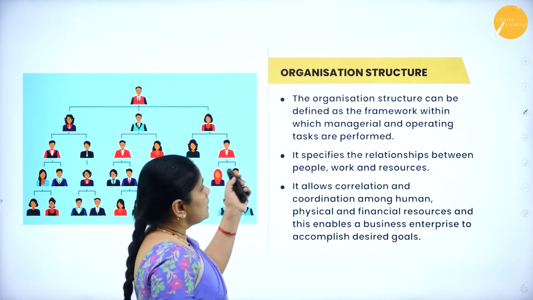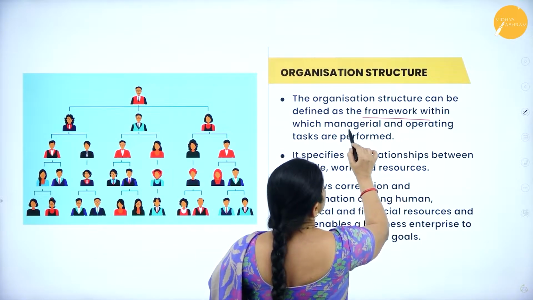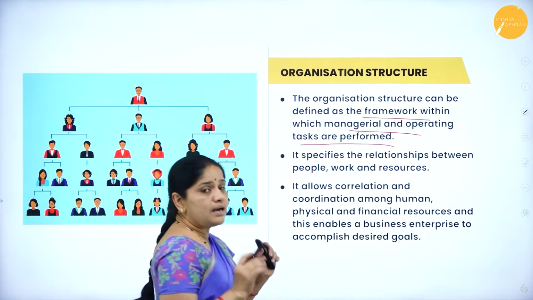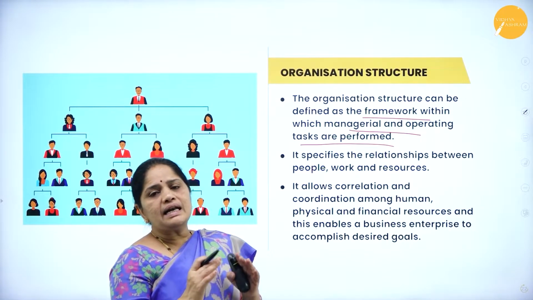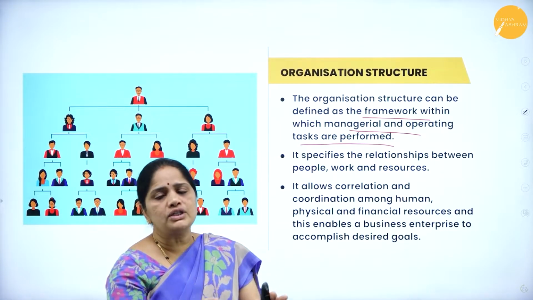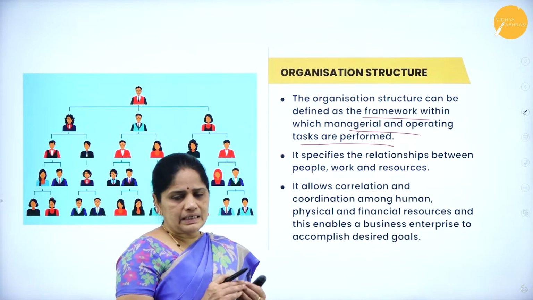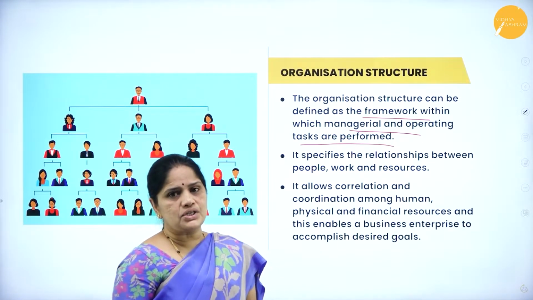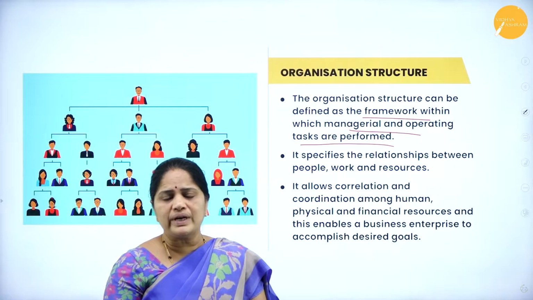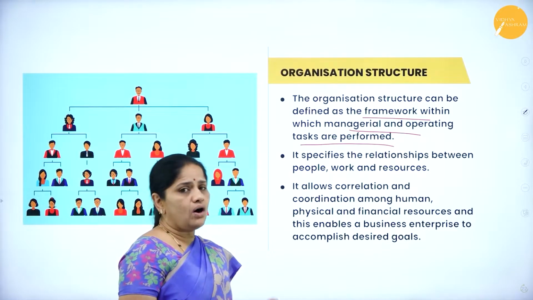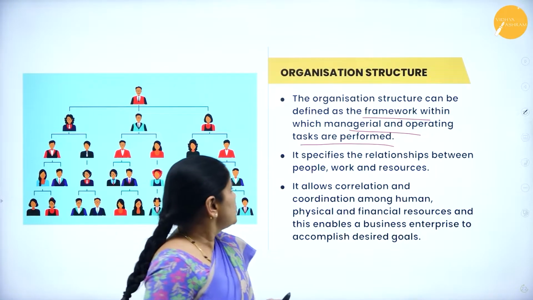Then next, the organization structure can be defined as the framework within which the managerial and operating tasks are performed. So, it is the framework. You will be clearly defining which department has to do what job. Again going to the example of the purchase department, it will relate only to purchases of the organization. So, the purchase department head and all his subordinates will be doing all the work related to purchases of the organization. So, they will be working within the managerial and operational tasks performed.